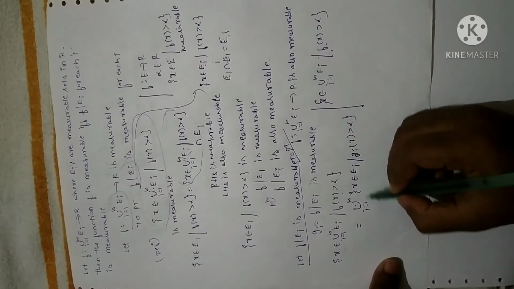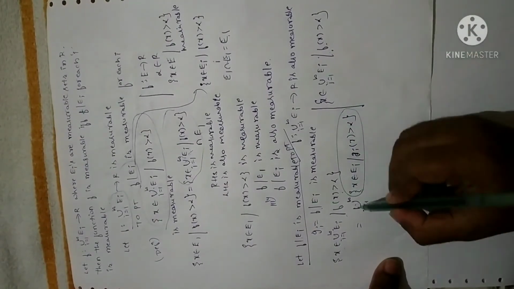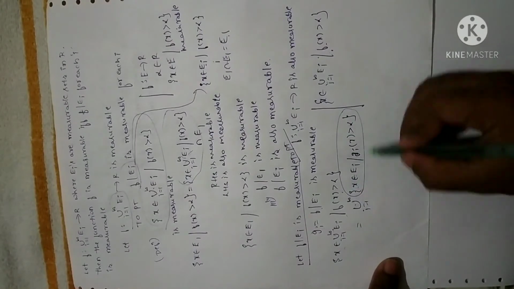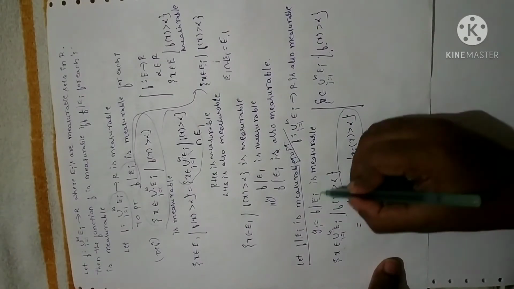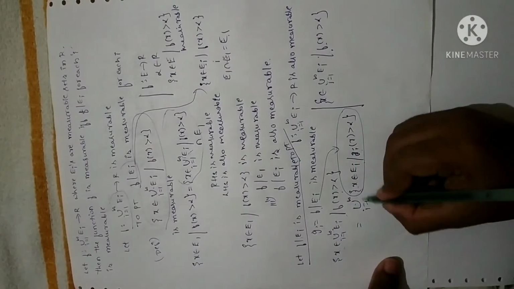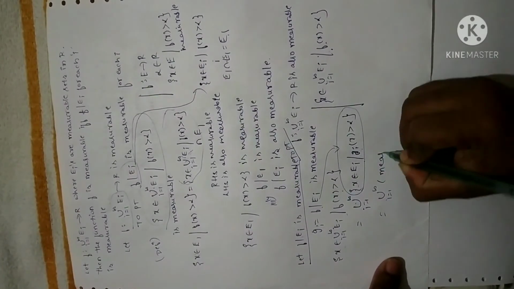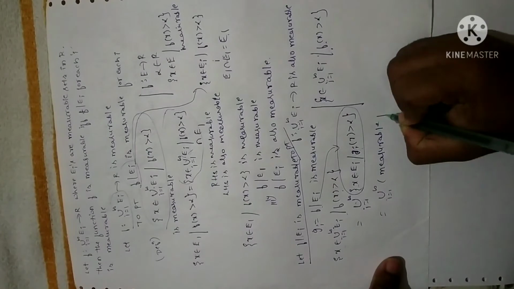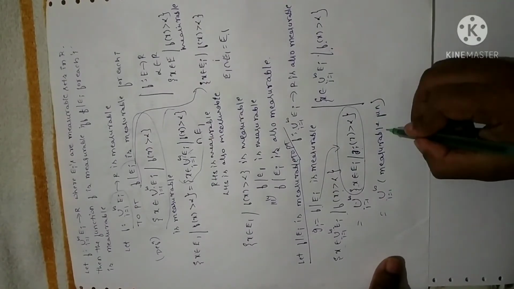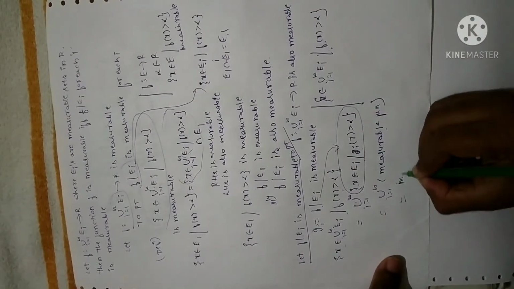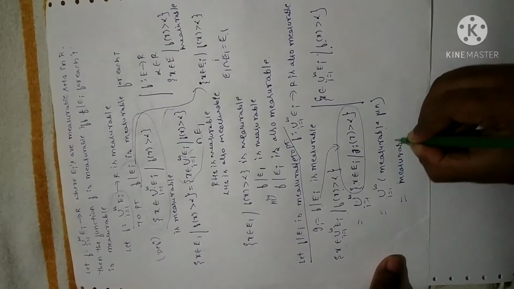Now you can clearly note that except for the union, this term is measurable, right? Why? Because G_i of x is measurable, I have assumed. So I can write this as a union of all measurable functions. I have already proved that the union of measurable functions is measurable, right? The union of all measurable functions is measurable.